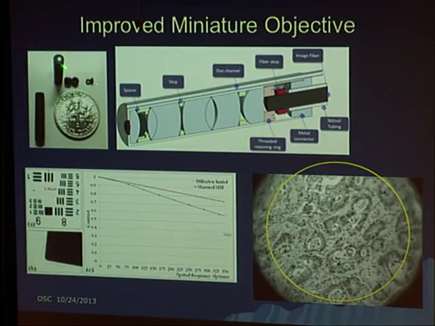So here's an example of that lens, and here's an example of the nearly diffraction limited performance measured, the blue line, versus predicted performance of a diffraction limited lens, and an example image of imaging a slide with that. The yellow circle is the field of view that it was designed for.